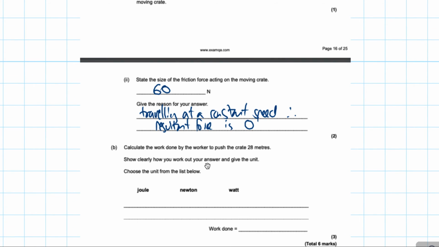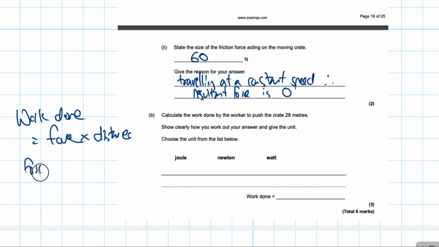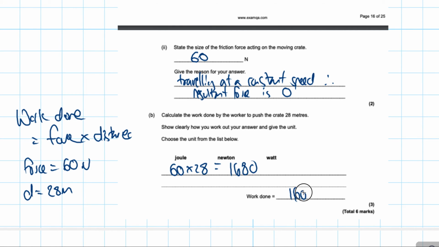Calculate the work done by the worker to push the crate 28 meters. Show how you work out and give the unit. Okay, so first again we're going to use the formula work done equals force times distance from your equation sheet. The force is equal to 60 and the distance is equal to 28 meters. So here we plug it in, 60 times 28, which is equal to 1,680. Work done is the same as change in energy, so therefore our answer is in joules.